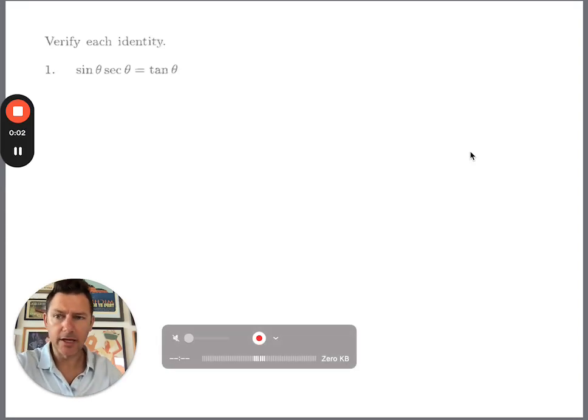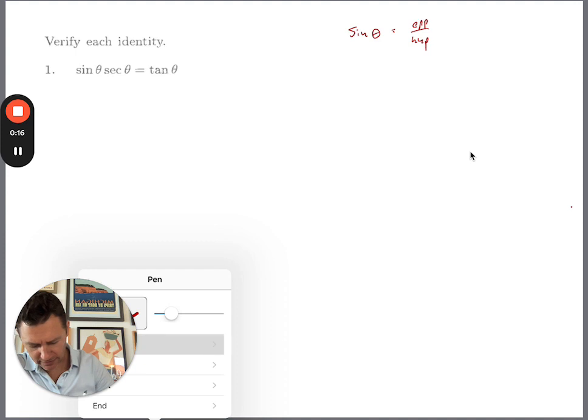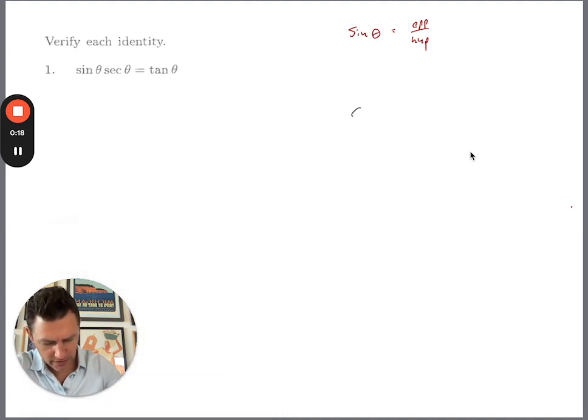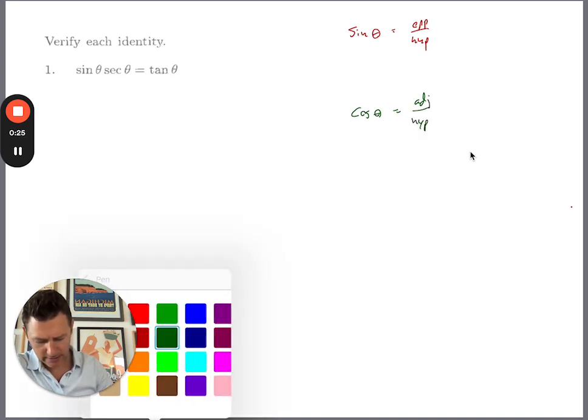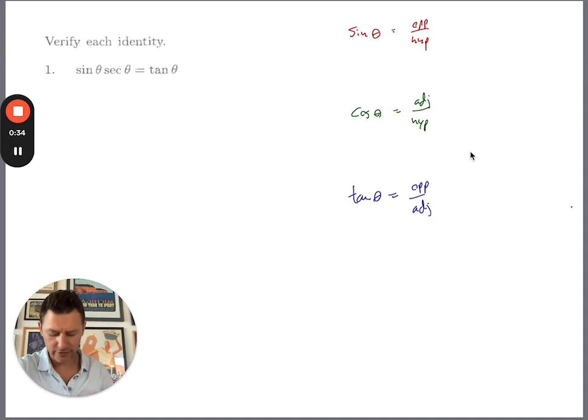So one little second part to this, we know that there's a sine, cosine, and tangent. Sine theta is the opposite over the hypotenuse, and cosine theta is adjacent over hypotenuse, and tangent theta is opposite over adjacent. Those are our three main trig functions, right?